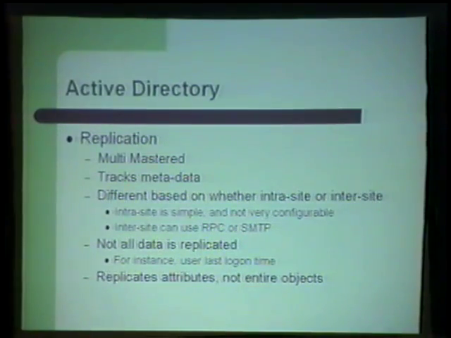So let's talk about replication. As I said, replication is multi-mastered. So the question is, how does it keep track of that information? How does it know changes are being handled effectively? The way this works is it tracks metadata, or data about data, meaning that it keeps pertinent information about the changes that are made and uses that to determine when a change is valid.